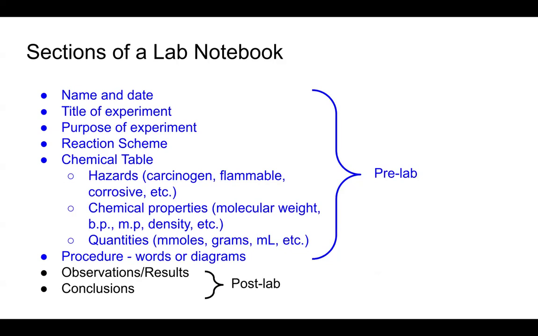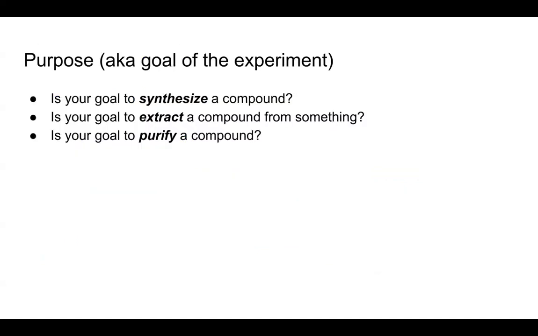All right, so now let's dive into a couple of these sections a little more closely, starting with the purpose. This is essentially the goal of the experiment. Why are you doing this experiment? What are you going to get out of it? So in general, there are basically three types of processes that we're going to focus on.